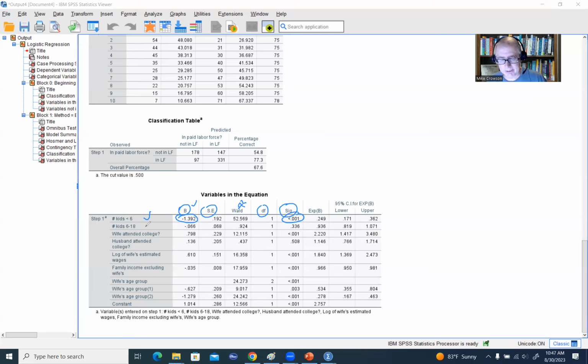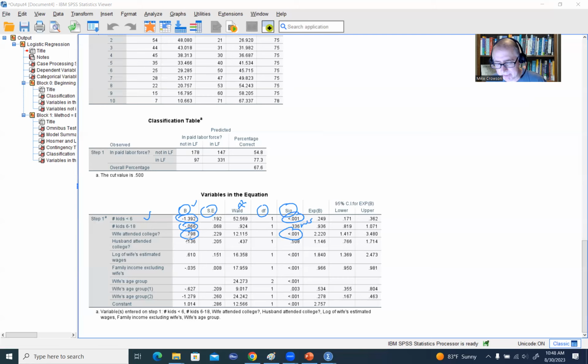If we look at the same slope, the direction is still the same with respect to kids between 6 and 18. There's a negative coefficient there, but you can see that that predictor was not statistically significant. With the wife attended college, you can see it's a positive slope, and we see that it is statistically significant. So keeping in mind the coding of that variable of 0 for not attended college and 1 for attended college, then basically that's indicating that a woman who attended college was more likely to be in the labor force.